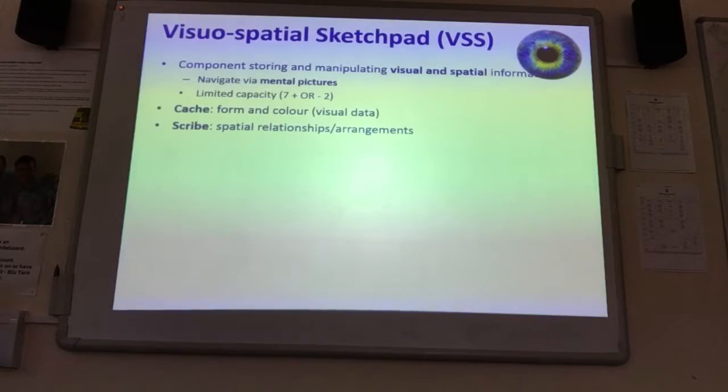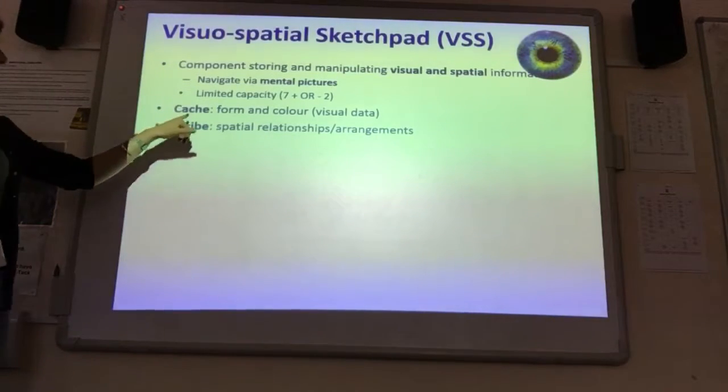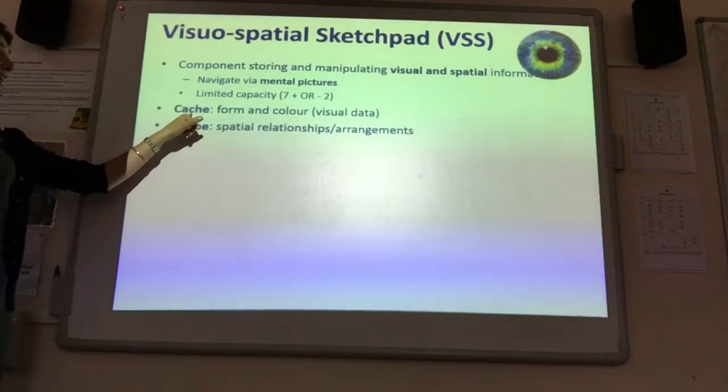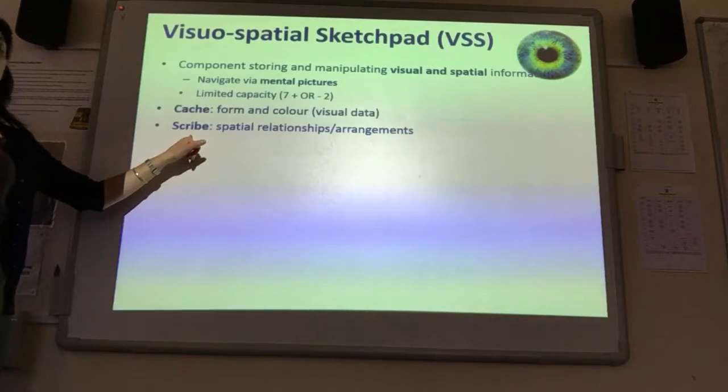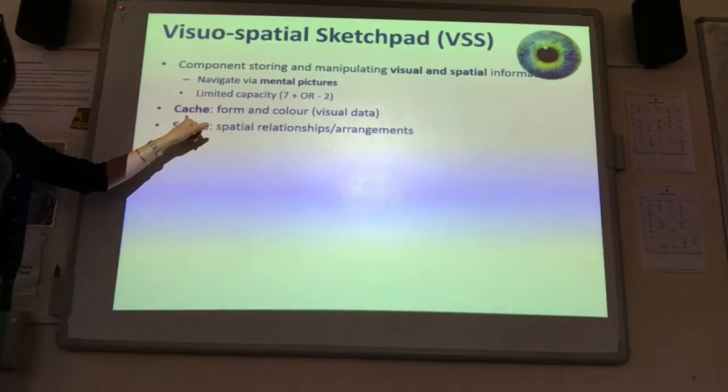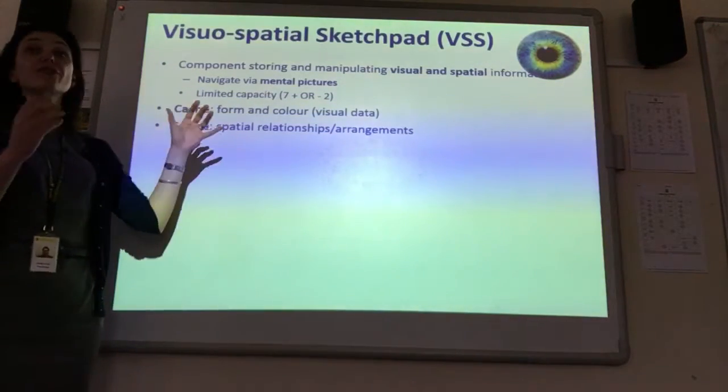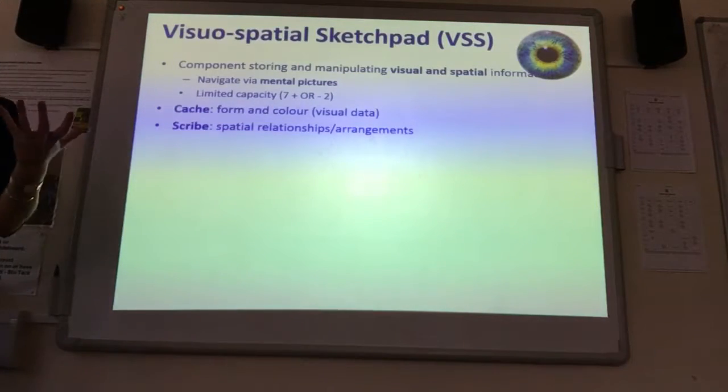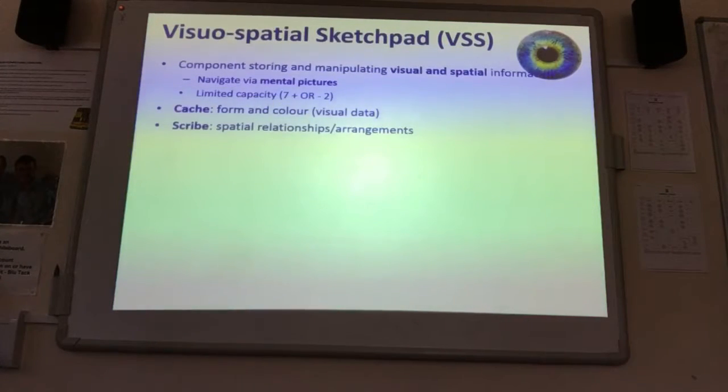Just like the phonological loop, the inner eye is also split into 2, a cache and a scribe. The cache component of our VSS is responsible for visual data. If you look at a picture and you study it and then you're asked to recall colours or what was in the picture, the form of it, that's using the cache.